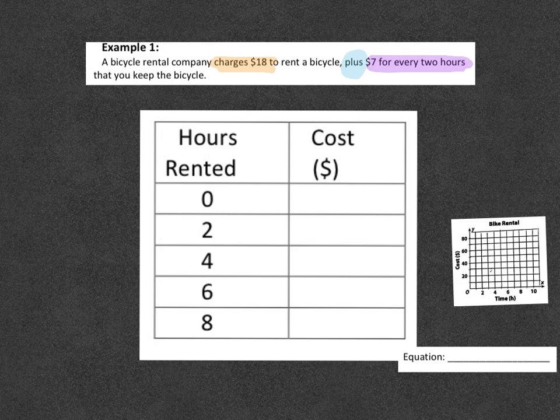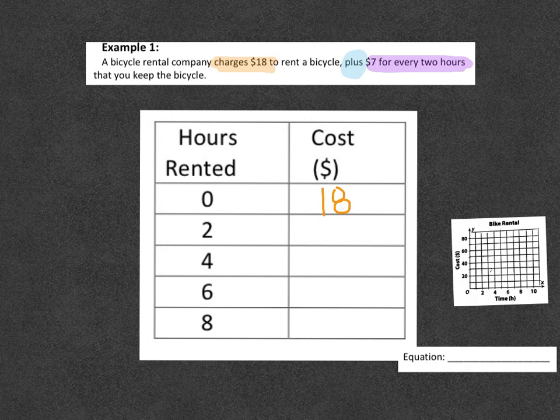When you see this table, it says 0 hours at the beginning, and we want to know how much it costs for 0 hours. When you think back, it says you're going to get charged $18 just to rent the bike before you even keep it at all for any amount of time. So this first spot in the table needs to be $18. 0 hours, you get charged $18. Then as you read the rest of the problem, it says every 2 hours, you're going to get charged an additional $7. So the table is already counting by twos, so since that's happening, I can really just add 7.